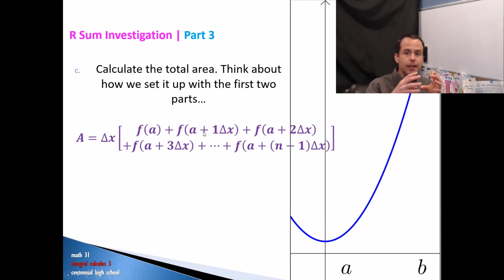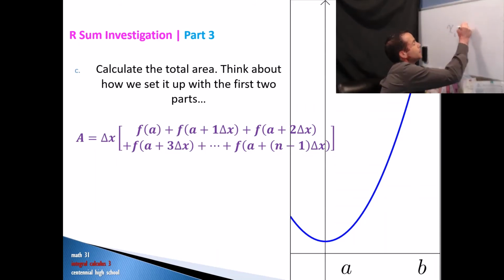So we have f of a plus, the next one would be 1 increment away from that, so that height was represented as f of a plus 1 increment. Then the next height was represented as f of a plus 2 increments, and we added up all those heights. Okay, so let's say each one of those heights can be denoted as x subscript i. And let's say that x subscript i would be a plus whatever increment I'm on.